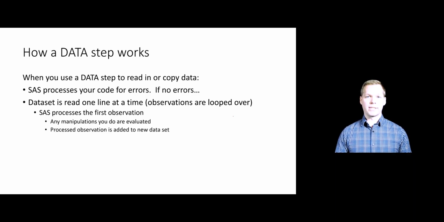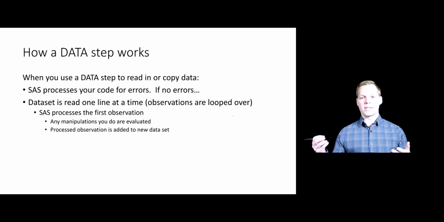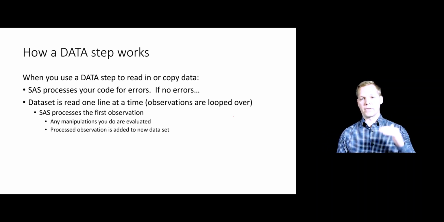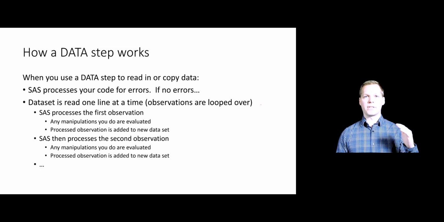And so SAS is going to process the first observation. It's going to take that first row of data, whatever it happens to be, and any manipulations that you might do, say creating a new variable or whatever, are evaluated. And those are processed and added to the new data set. And then it goes to the next row, does the same thing. So SAS really only has access to the data within that row to create a new variable. That's kind of important to know. But it's going to do this for the first observation. It's going to do it for the second observation. It's going to keep going until it reaches the last row or last observation in your data set.